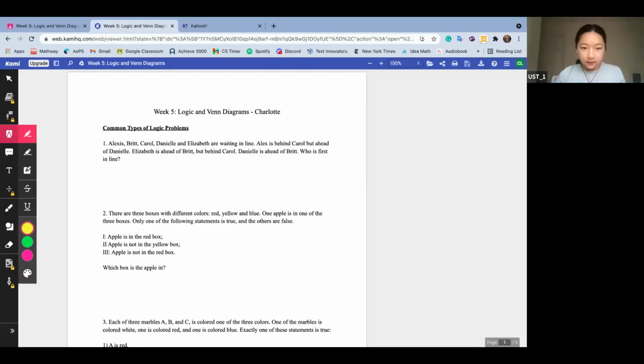Okay, so this week's topic is going to be logic and Venn diagrams. And logic is a pretty fun topic, so I hope you guys like this topic. I'm just going to go over a few common types of logic problems in math competitions.